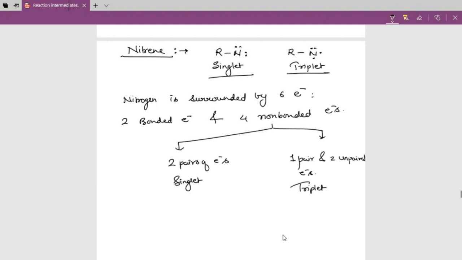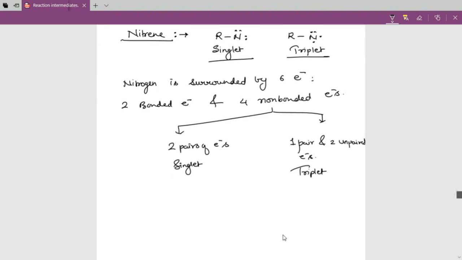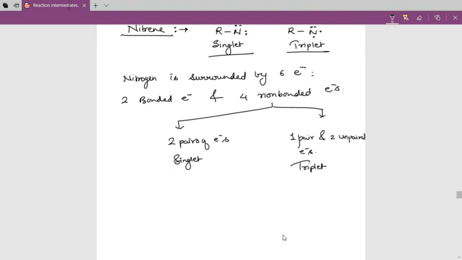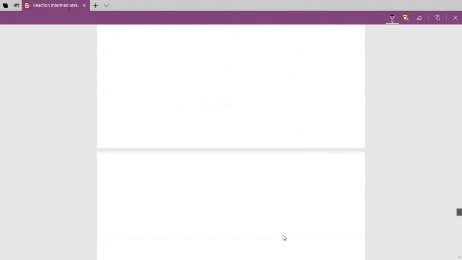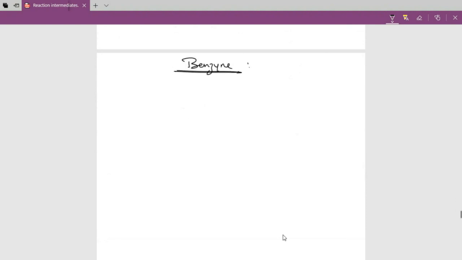Nitrene is not directly formed in most reactions, but it is involved in certain reactions like Hofmann bromamide rearrangement, Schmidt rearrangement, Curtius degradation, etc. Then we move to the last set, that is benzyne. Benzyne as such is not in the JEE syllabus, but just have a general idea. These types of arrangements are called benzyne.